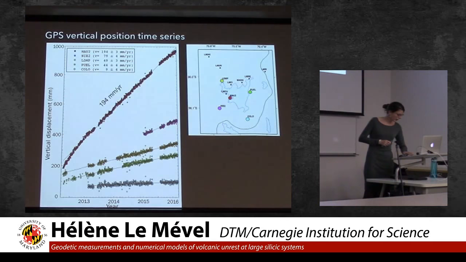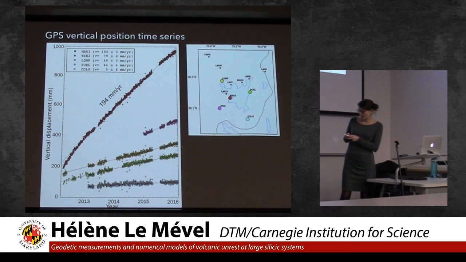So here's an example of a resulting GPS time series. Here on the y-axis is the vertical displacement, x-axis is the time. So you see that all the sites are uplifting through time. Here are the locations, it's color-coded. The fastest uplifting site is here in red, it's called MAU2. And if you calculate a regression line, over this time interval, it's about 194 millimeter per year.